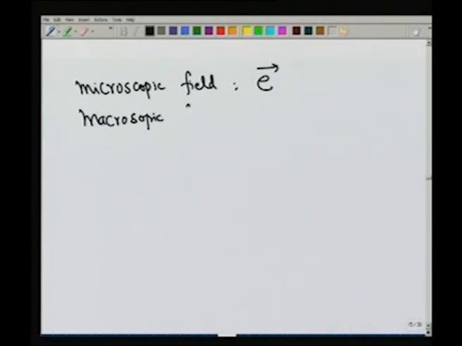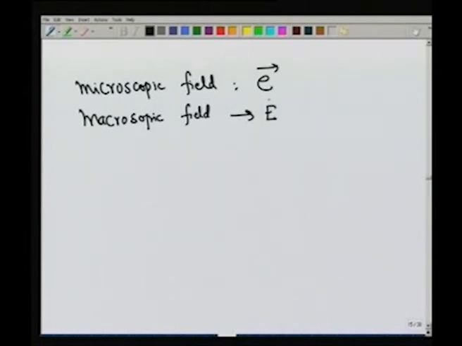So let me go back to my original question. I have to make a distinction between the microscopic field and the macroscopic field. Microscopic fields, let me denote by the lower case. So let me say the microscopic field is denoted by e, the small e, and the macroscopic field is denoted by capital E.